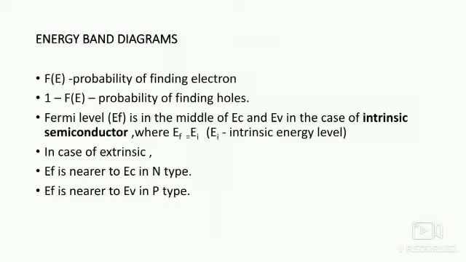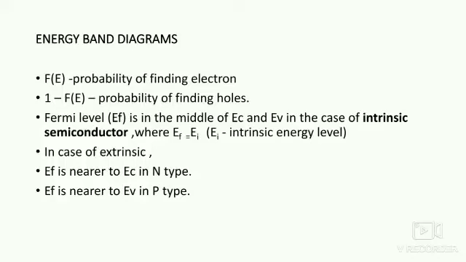Now the energy band diagram, here f of E is the probability of finding an electron, and 1 minus f of E is the probability of finding holes. Okay, in the case of an intrinsic semiconductor, the position of the Fermi level is in the middle of EC and EV, that is, in the middle of the forbidden gap, between the conduction band and the valence band, where the value of the Fermi level EF should be equal to EI, that is the intrinsic energy level.